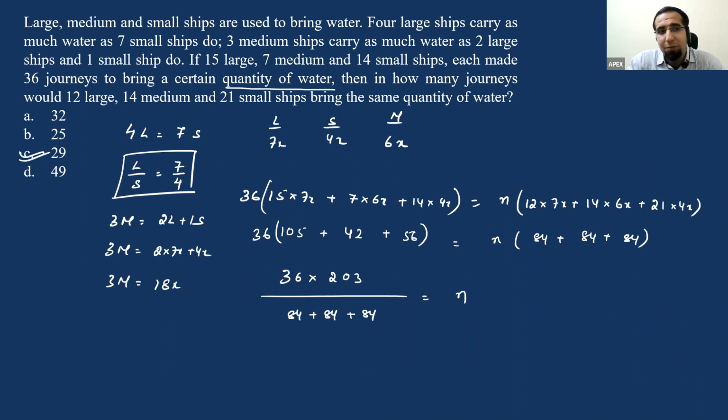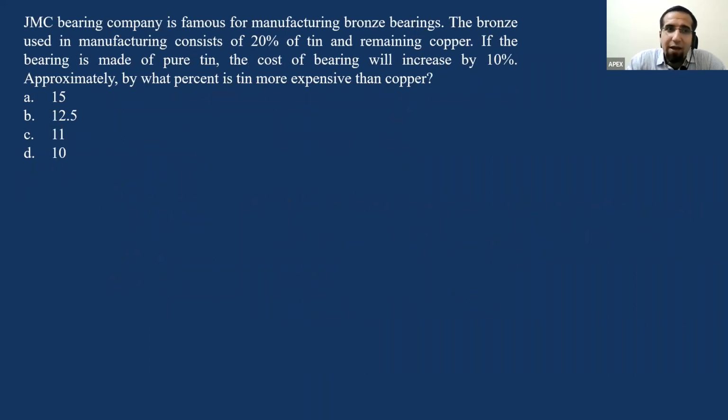Now, this is again a very easy question by the end of the paper. JMC Bearing Company is famous for manufacturing bronze bearings. The bronze used in manufacturing consists of 20% tin. So tin is 20%, remaining is copper. Copper is the remaining 80%. If the bearing is made of pure tin, then the cost of the bearing will increase by 10%.